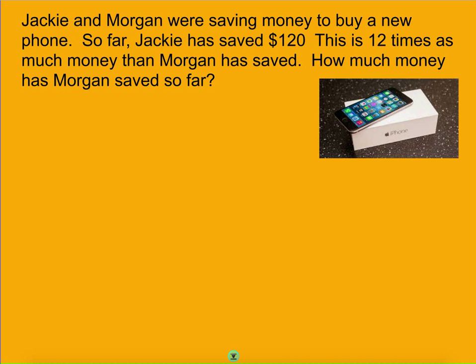All right, so again, let's talk about the steps. First, we have to think about what's being compared, and we know it's money. Money's being compared, but whose money? Because we need to be very specific. So we have Jackie's money and Morgan's money. So that's what we write down. Jackie, Morgan.